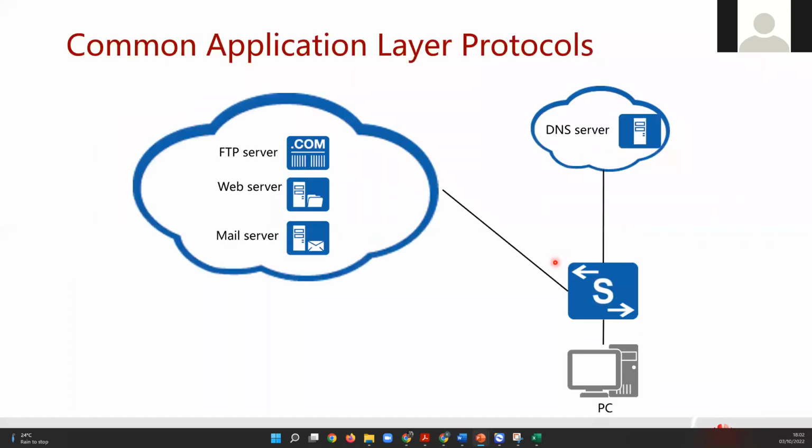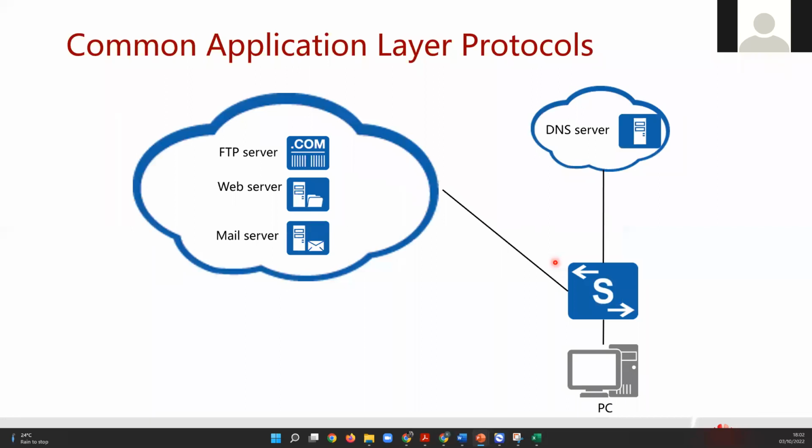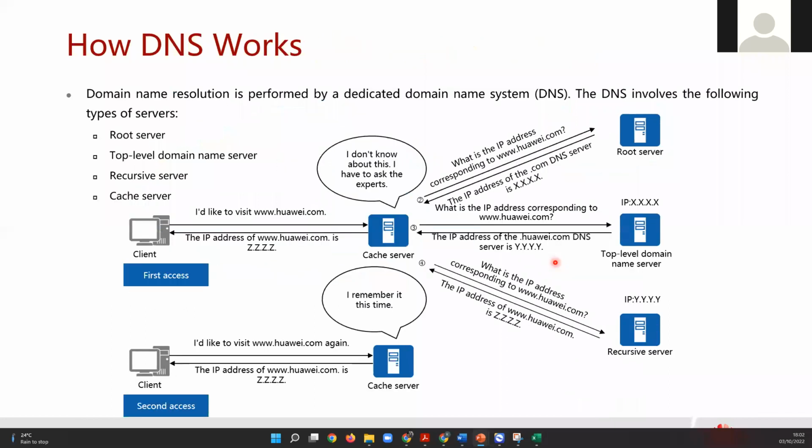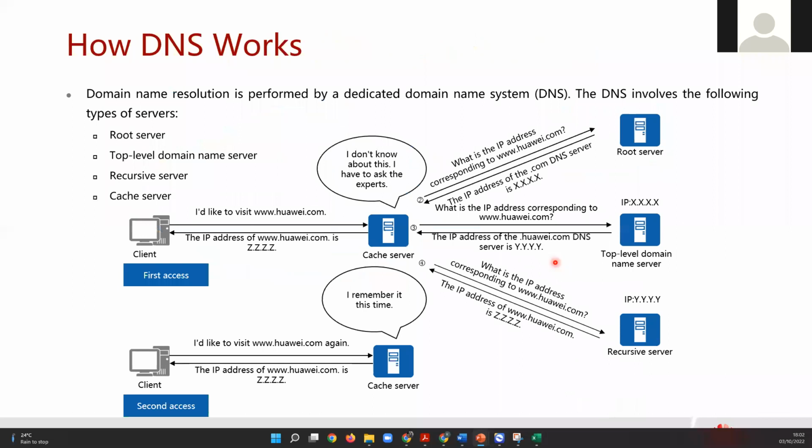And then I go to application layer protocols, which are very easy to understand because at the application layer we interact with them every day. We have the FTP server, which is usually used for providing files. For web you usually use HTTPS. A mail server would use something like SMTP. And you also have a DNS server for mapping domain names to IP addresses. So you can understand how DNS works.